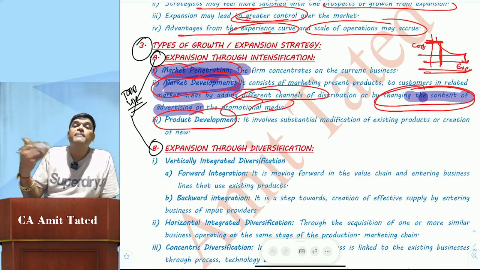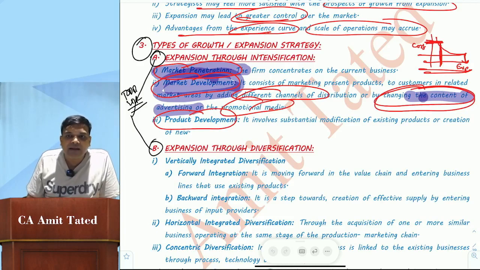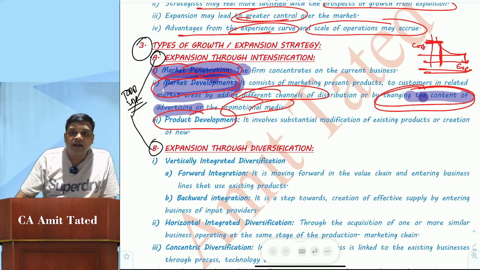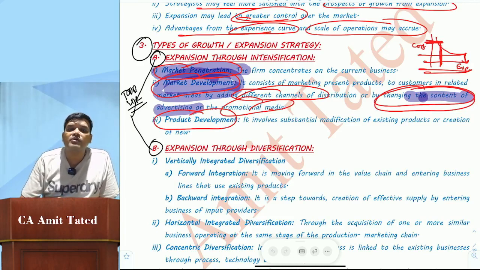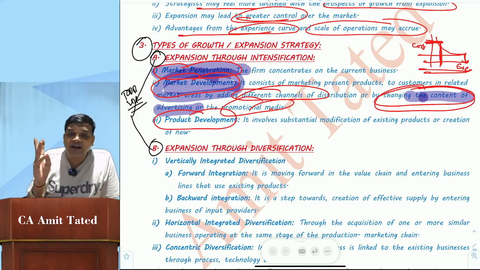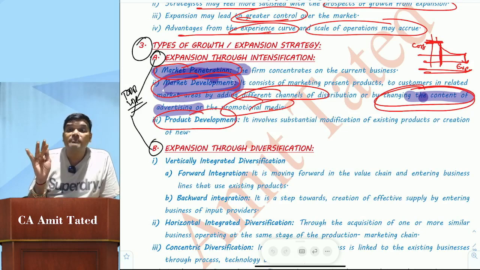This is nothing but market development. Is that clear? This is also called market development. Understood? Market development happens with three things. What are the three things? First, channels are changed. Second, content is changed and promotional media.